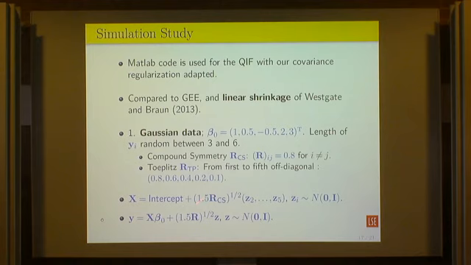And so we just set up our data like this, y equals x beta naught plus this covariance matrix, so 1.5 times the correlation. And the covariance will be something like this. All right, so with this setup, first of all, how does the GEE compare to the QIF, and how does QIF compare to our nonlinear shrinkage estimator method? So we will see it here.